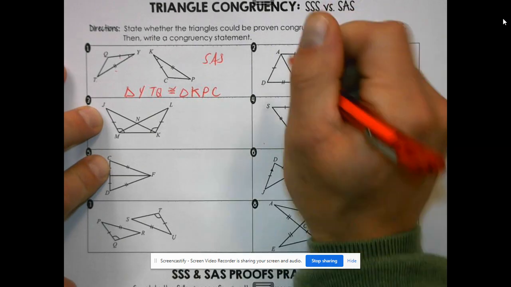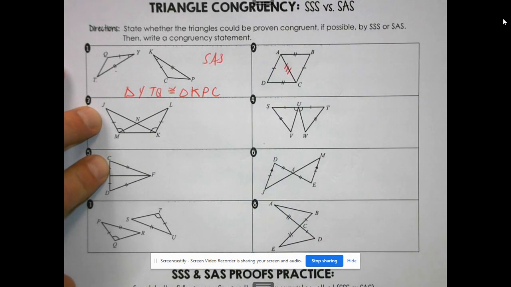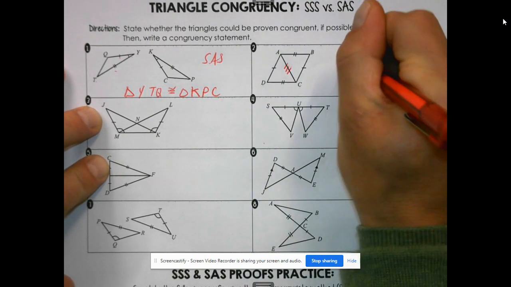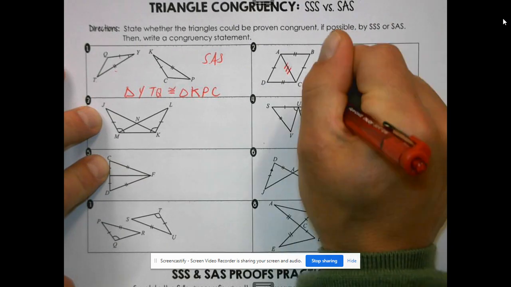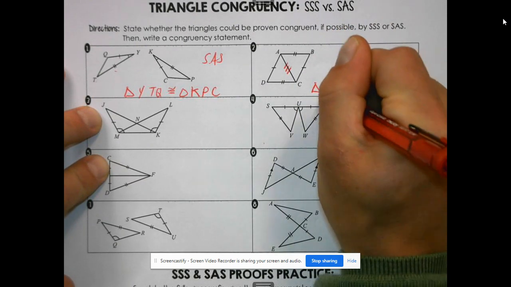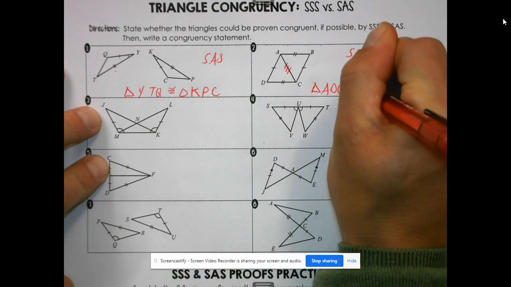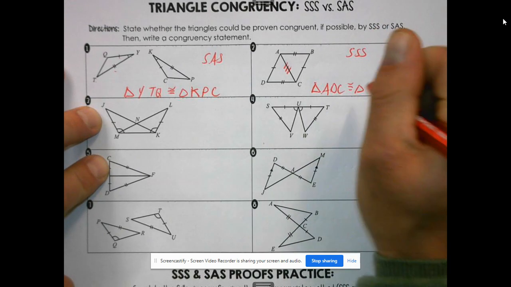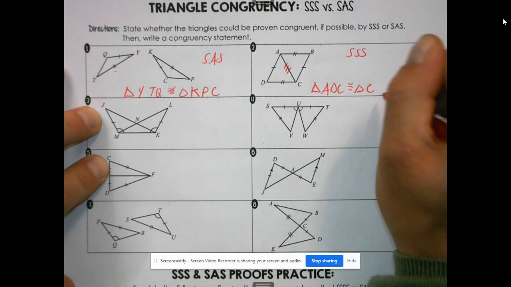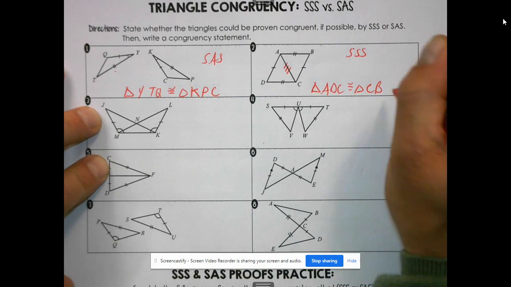Number 2, I can mark the middle piece congruent. So side, side, side is going to work. And now I'm going to go triangle ADC. Match up the angles. A matches with C, D matches with B, and C matches with A.